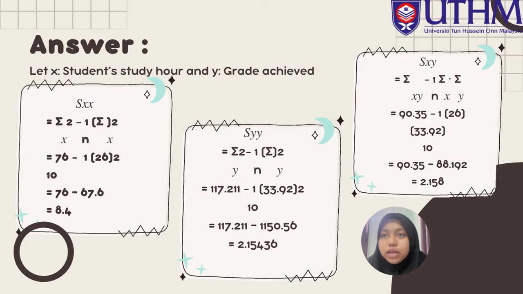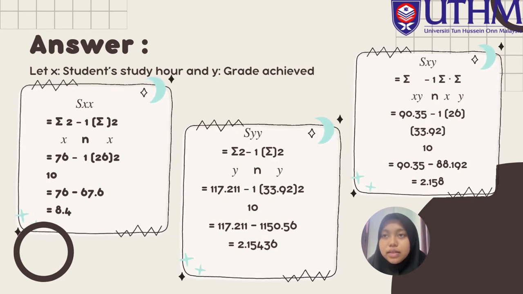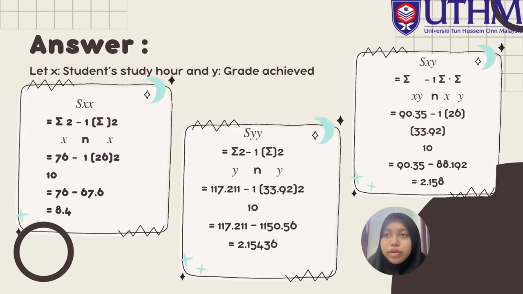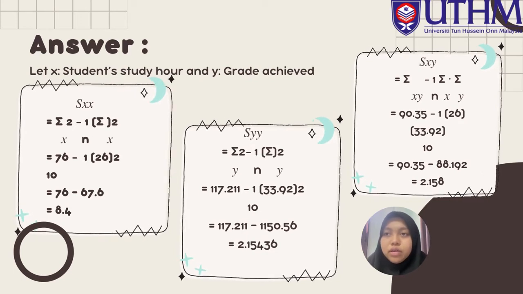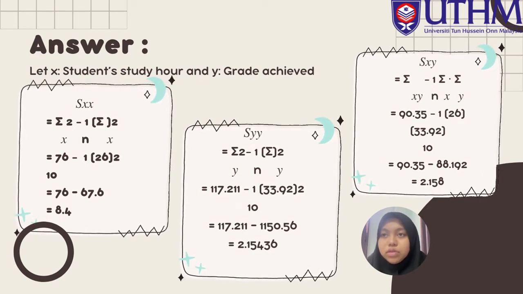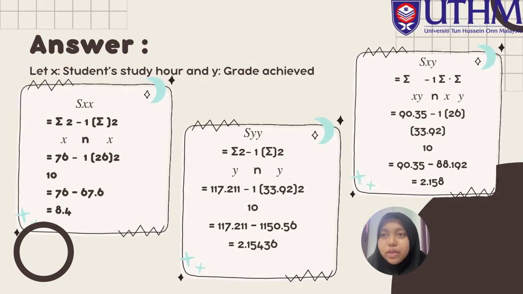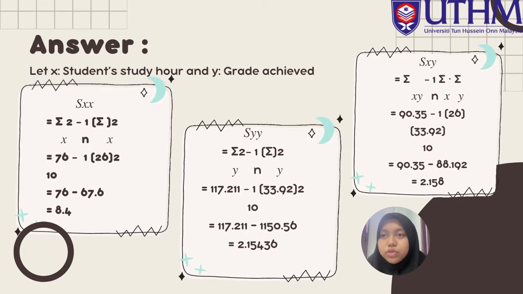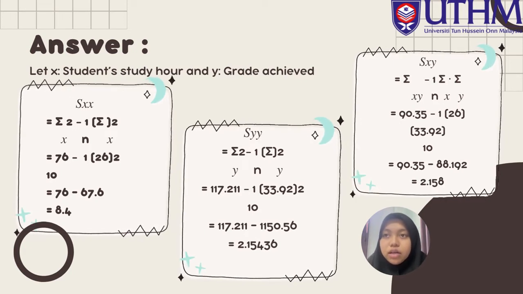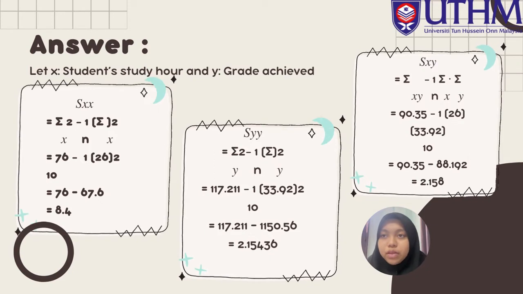Okay, for the formula for Sxx, we get total x square minus 1 divided by n, which is the sample, times total x square. That is 76 minus 1 divided by 10, which is our sample, times 26 squared. We get 76 minus 67.6, and the answer we get is 8.4.